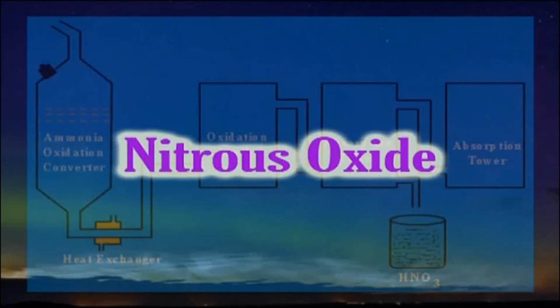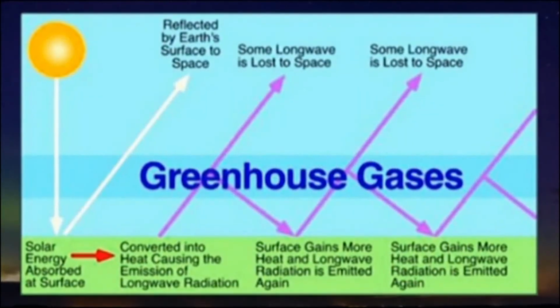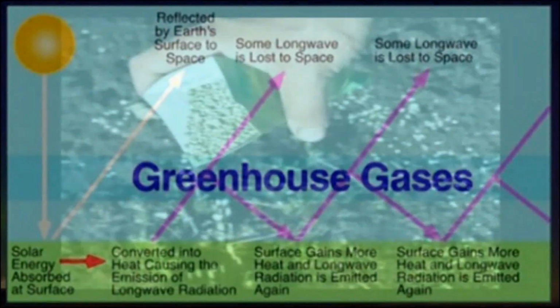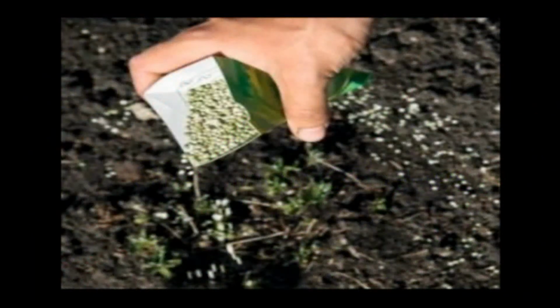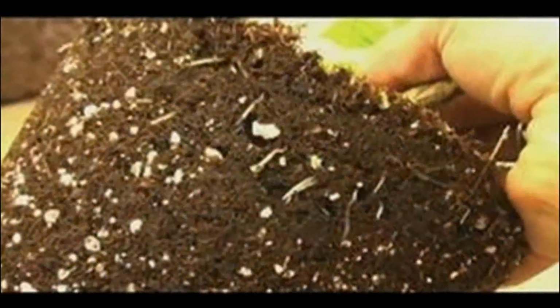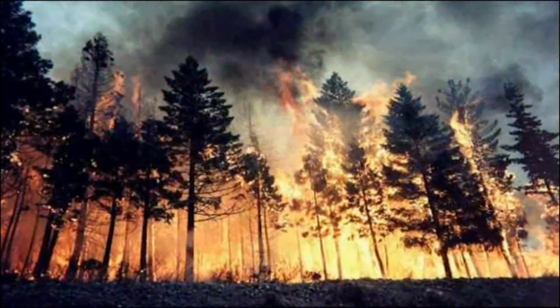Next is nitrous oxide, a powerful greenhouse gas produced by soil cultivation practices, especially the use of commercial and organic fertilizers, fossil fuel combustion, nitric acid production and biomass burning.